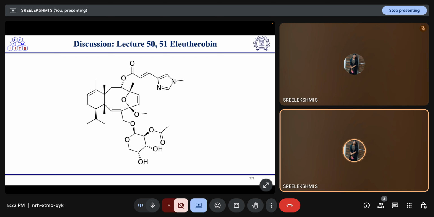So this AB ring is a 6-9 fused bicyclic system, the BC ring is a 9-5 fused bridged bicyclic system, and this ABC is a 6-9-5 fused system. The key reactions involved in this total synthesis are Knoevenagel condensation, intramolecular acetylide addition and esterification. And they completed this molecule in 27 steps with 0.9 percent overall yield.